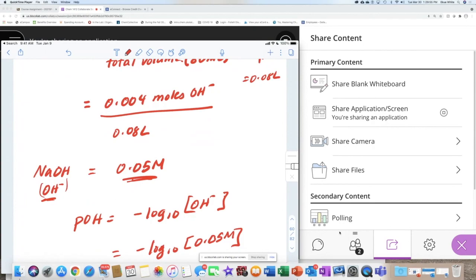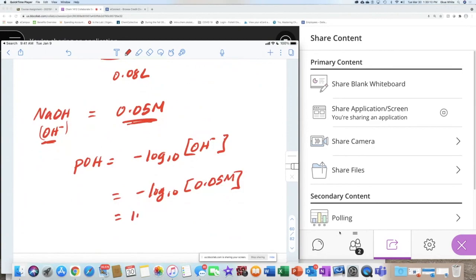Okay, let me do this. Negative log base 10 of my answer. Oh, come on, calculator. Bear with me. Okay, so my calculator said this is going to be 1.30 for my pOH. But remember, pH plus pOH equals 14. Therefore, my pH is 14 minus 1.3. My pH is equal to 14 minus my answer. I hope this is right, after doing all this work. 12.7.